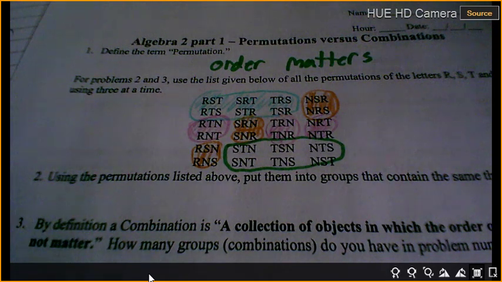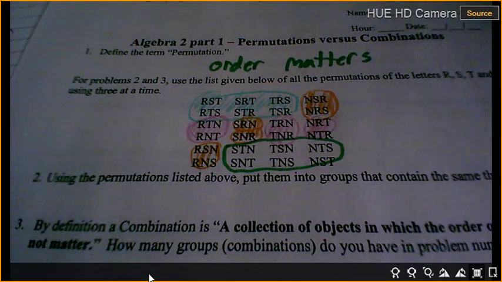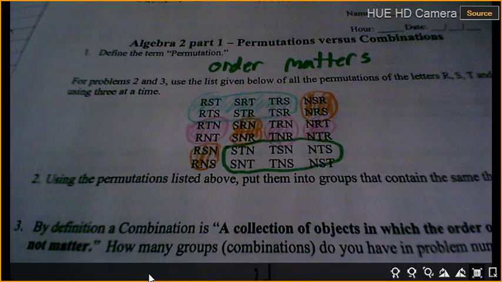How many groups do you have for number 2? How many different colors did I use up there? 1, 2, 3, 4. Good. So, combinations, how many combinations do I have? I have 4 because there's 4 groups. But permutations, I have 1, 2, 3, 4, 5, 6... 1, 2, 3, 4. I have 24.